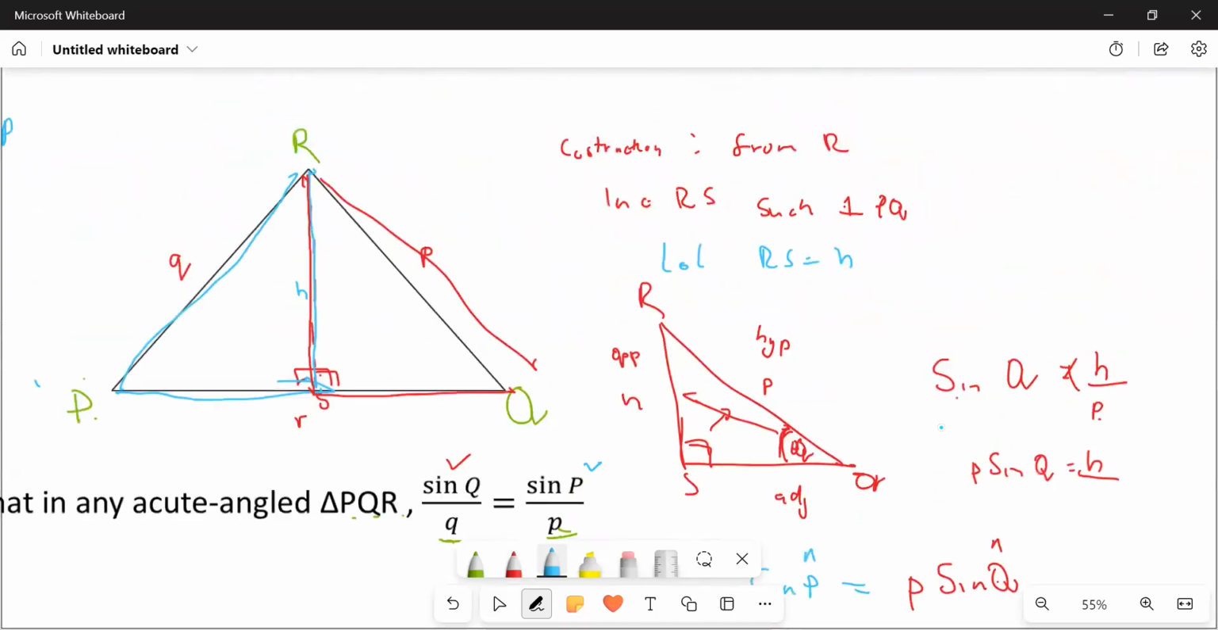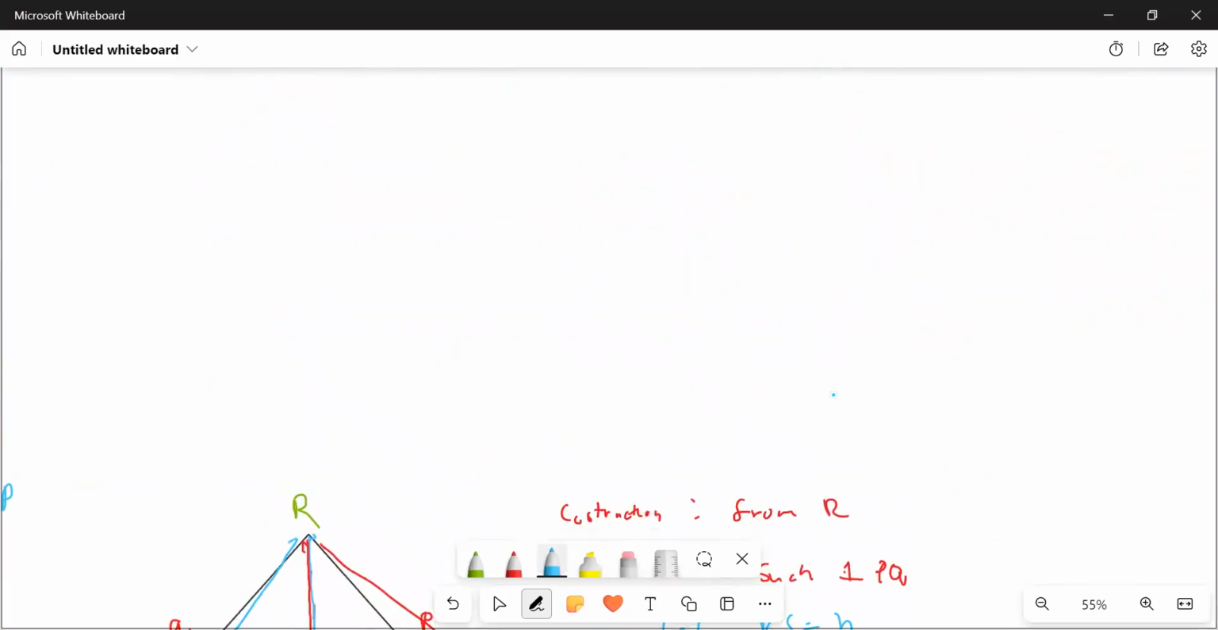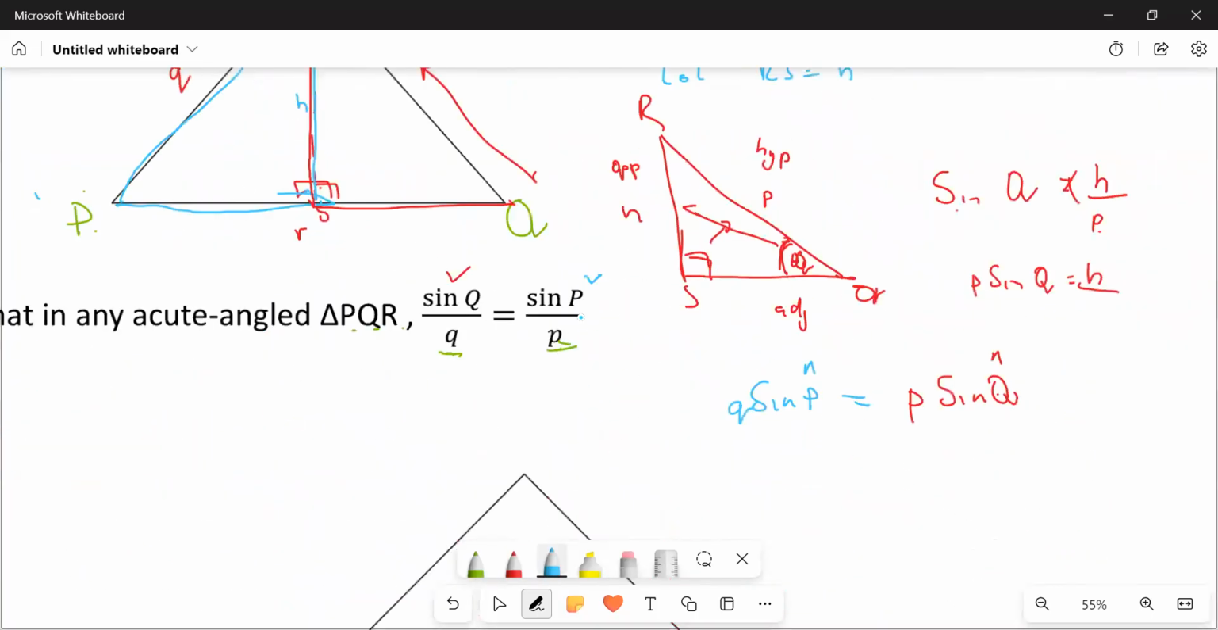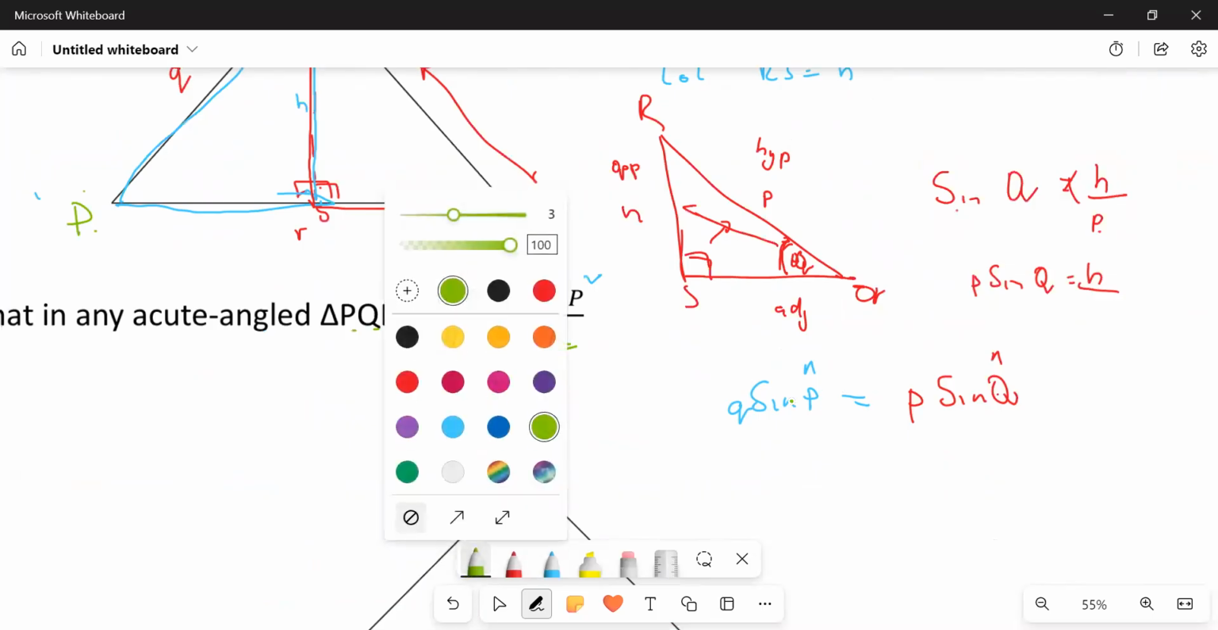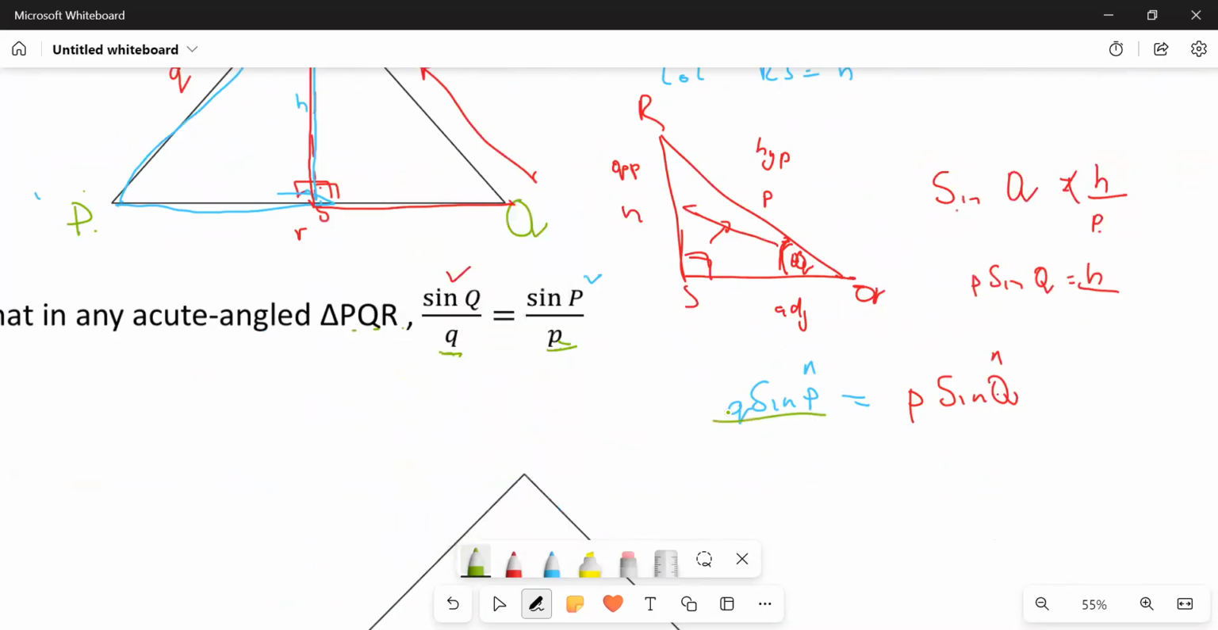Now, what do they want? Let's check what it is that they wanted. They wanted me to show that this can be written with the sine of Q. So I'm going to leave the sine on the numerator and the sides on the denominator. Since I want the sides on the denominator, I'm going to divide by Q and P. This is a side, and this is also a side, because they're small letters. So I'm going to divide by PQ, and even this side, I'm going to divide by PQ.